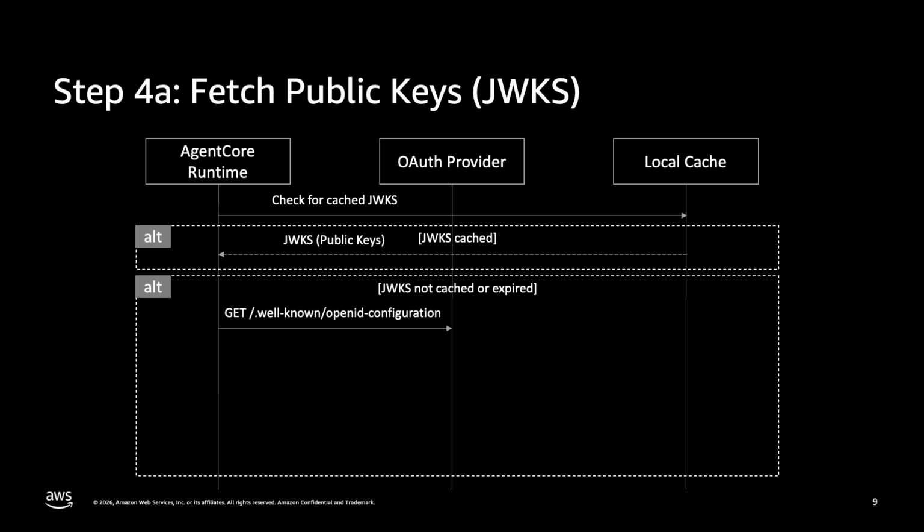If the keys aren't cached or have expired, Runtime reaches out to your OAuth provider. It calls the provider's OpenID Connect Discovery endpoint to get the location of the public keys, then fetches them and caches them for future use.